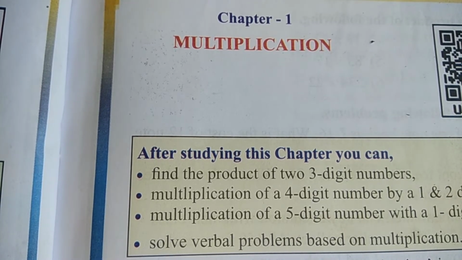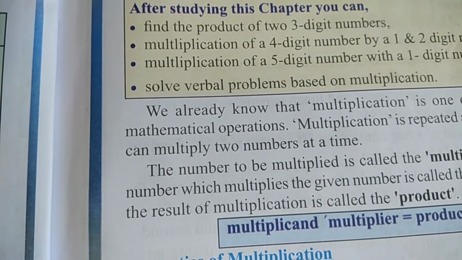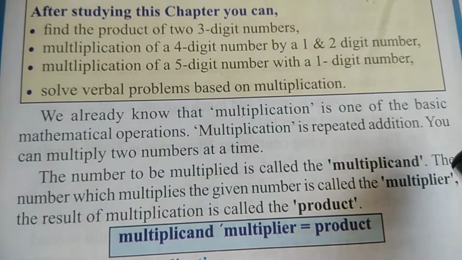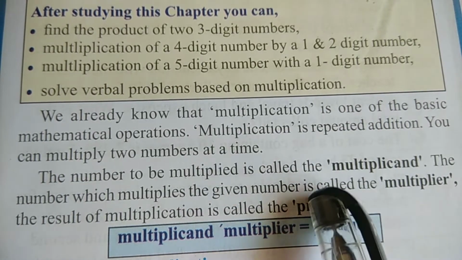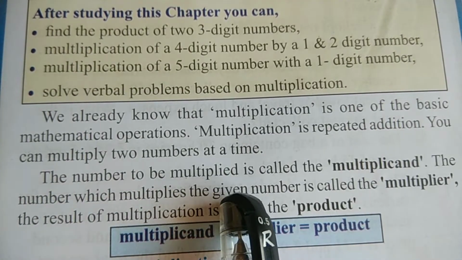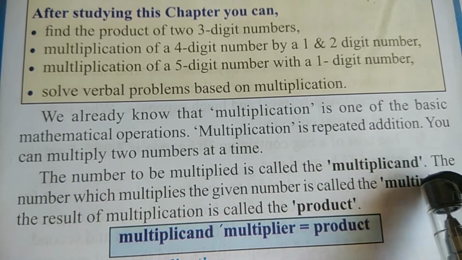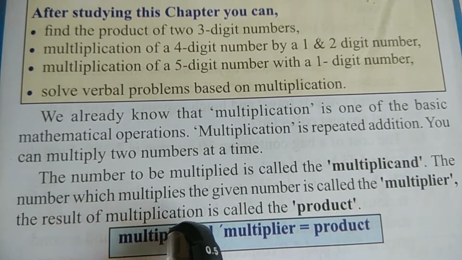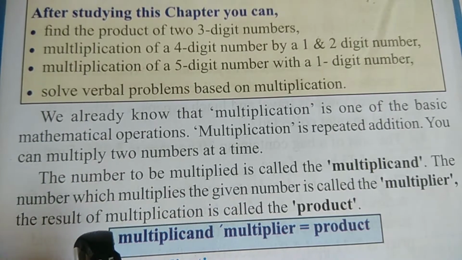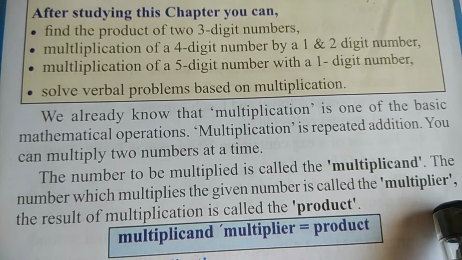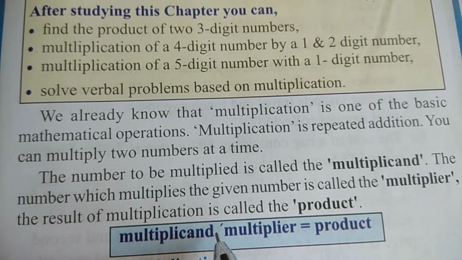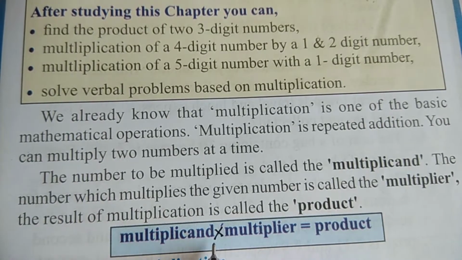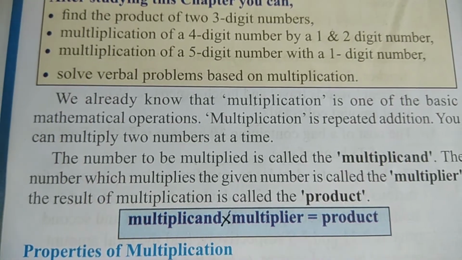In multiplication, there are three main points: multiplicand, multiplier and product. What is the meaning of multiplicand? It is the number to be multiplied. Which number is going to be multiplied, that number we call the multiplicand. The number which multiplies the given number is called the multiplier. Then multiplicand into multiplier is equal to product.